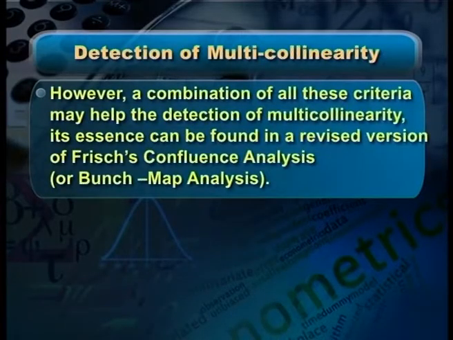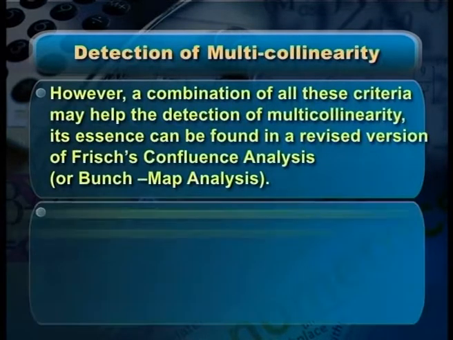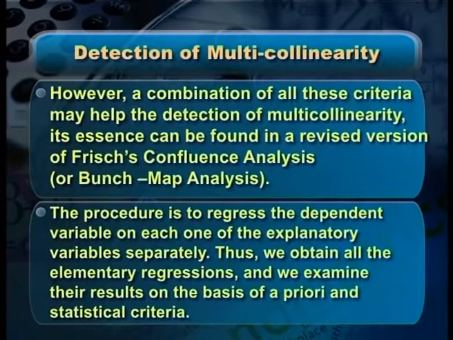However, a combination of all these criteria may help the detection of multicollinearity. Its essence can be found in a revised version of Frisch's confluence analysis. Frisch's confluence analysis can also be called bunch map analysis because it combines large standard errors with intercorrelations of the explanatory variables and the overall R square. So, therefore, Frisch's confluence analysis can be called bunch map analysis. How do we conduct Frisch's confluence analysis? Here the procedure is to regress the dependent variable on each one of the explanatory variables separately.